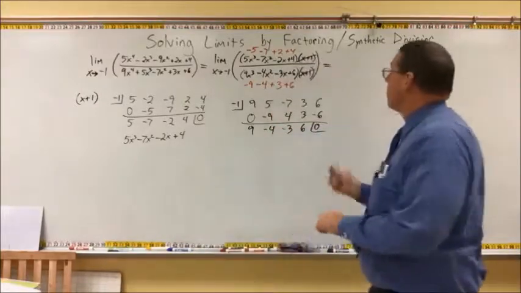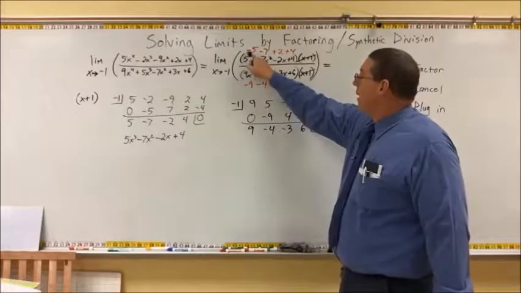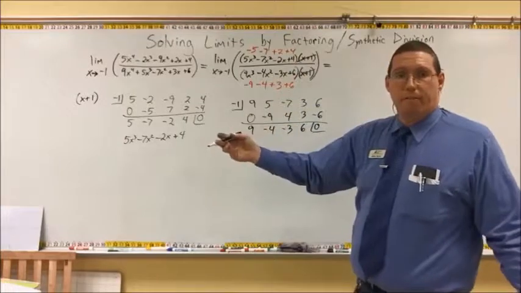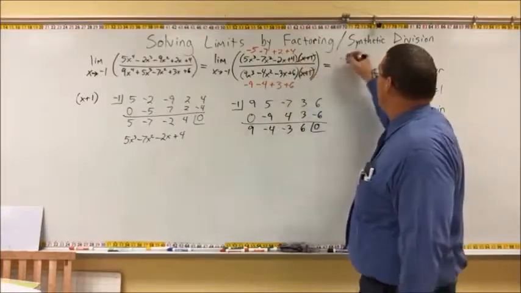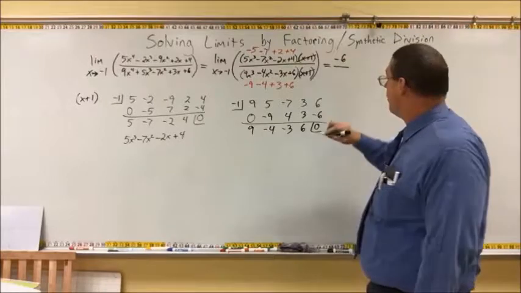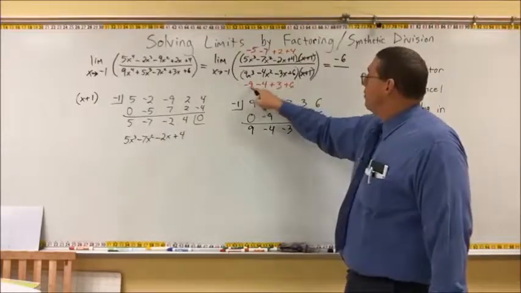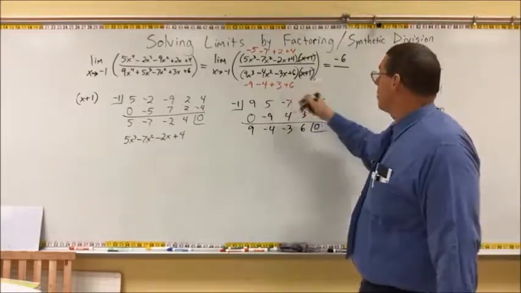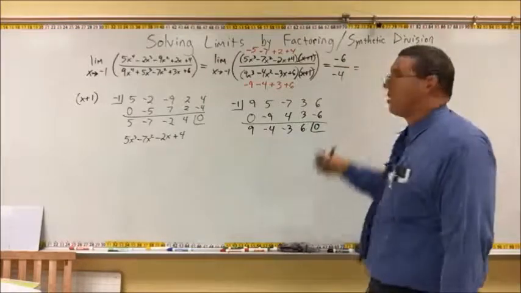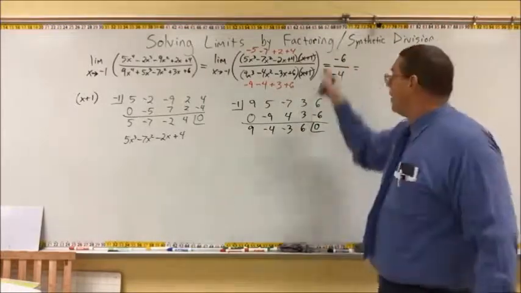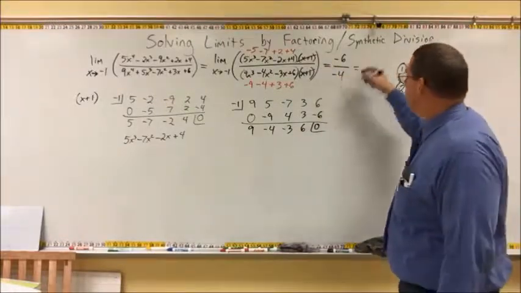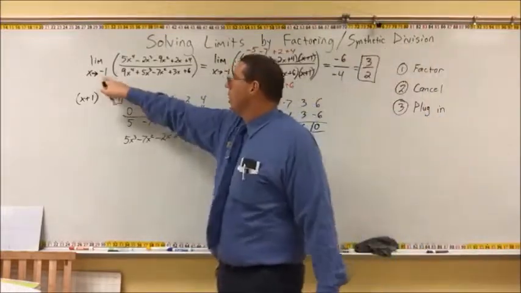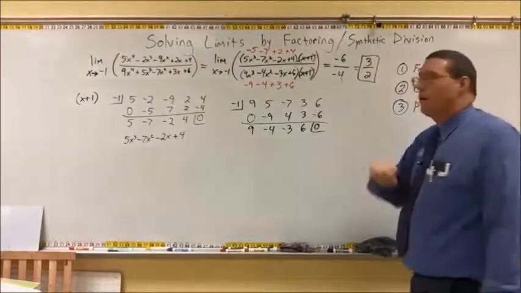Now we can find the answer. So our numerator winds up being negative 5 minus 7, that's negative 12. Plus 2, that's negative 10. Plus 4, that's negative 6. Then we've got negative 9 minus 4, that's negative 13. Plus 3 is negative 10. Plus 6 is negative 4. And so we have negative 6 over negative 4. We can reduce that. A negative divided by a negative is a positive. 6 over 4 is the same thing as 3 over 2. So the limit as x approaches negative 1 of this expression, final answer, 3 over 2.